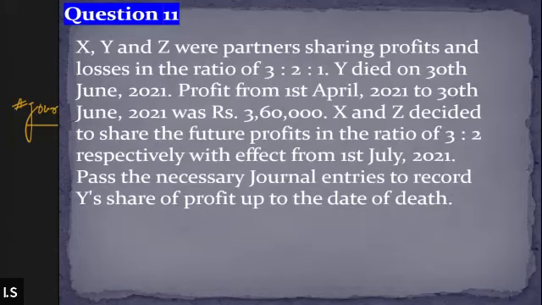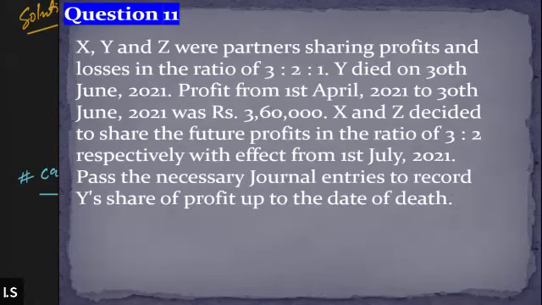X's capital account debit, Z's capital account debit to Y's capital account, 36,000, 84,000, and 1,20,000. 36, then? 84,000. Right, okay. Right, that is the correct answer.